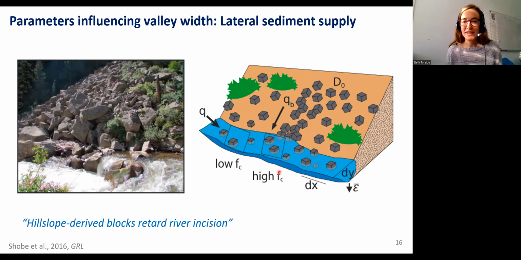And these big blocks then sit on the riverbed, and they inhibit further river incision, which then might promote lateral erosion instead. So I think the role of sediment supply is very unclear. The amount of sediment might play a role, but maybe it's also the size of the sediment that plays an important role.